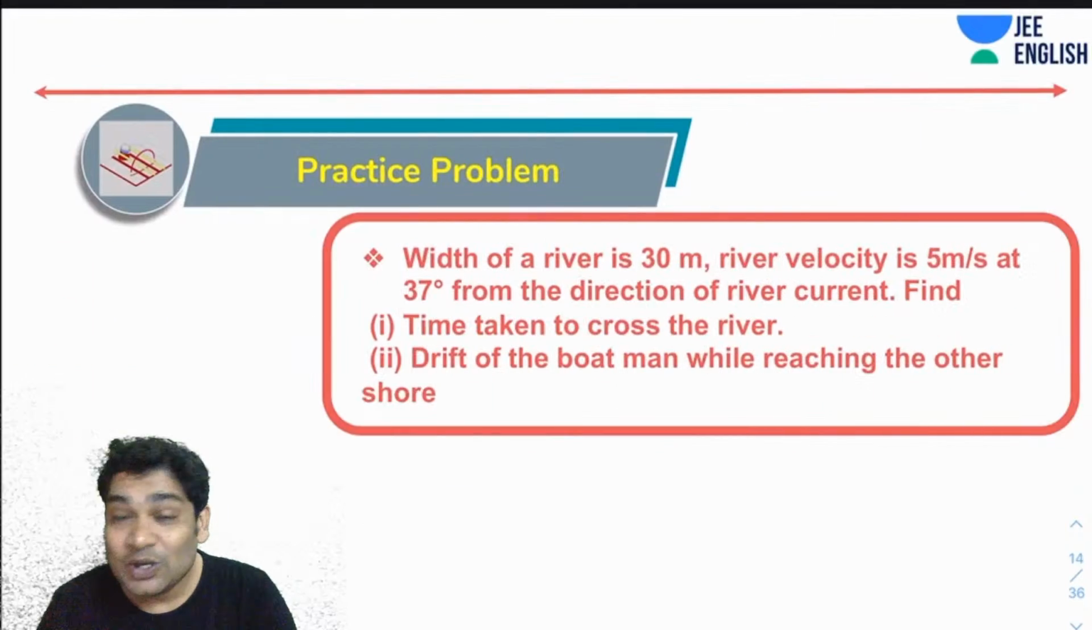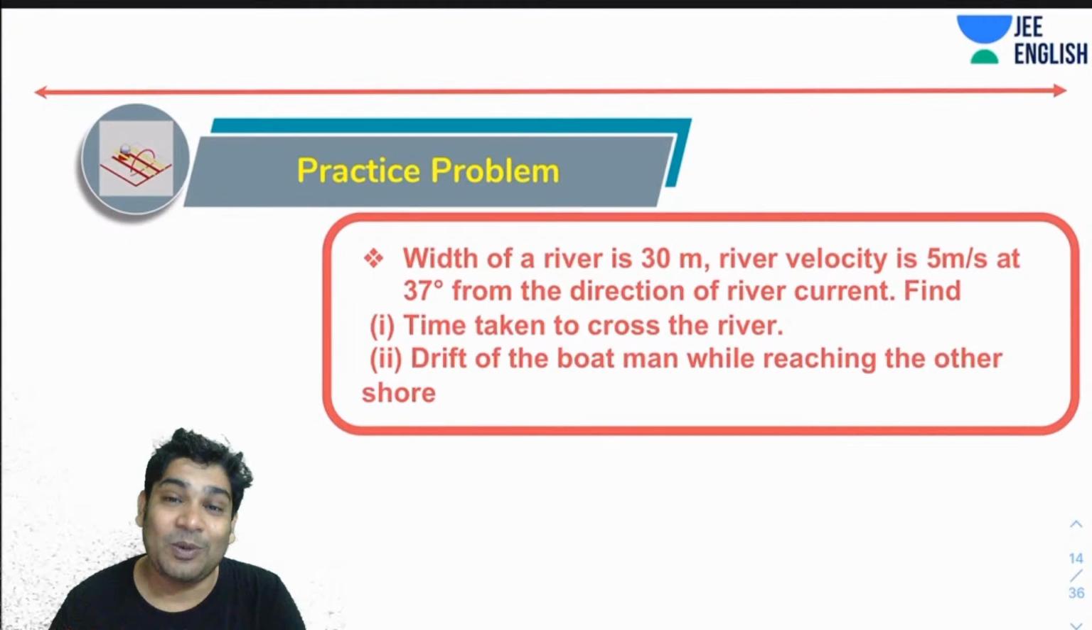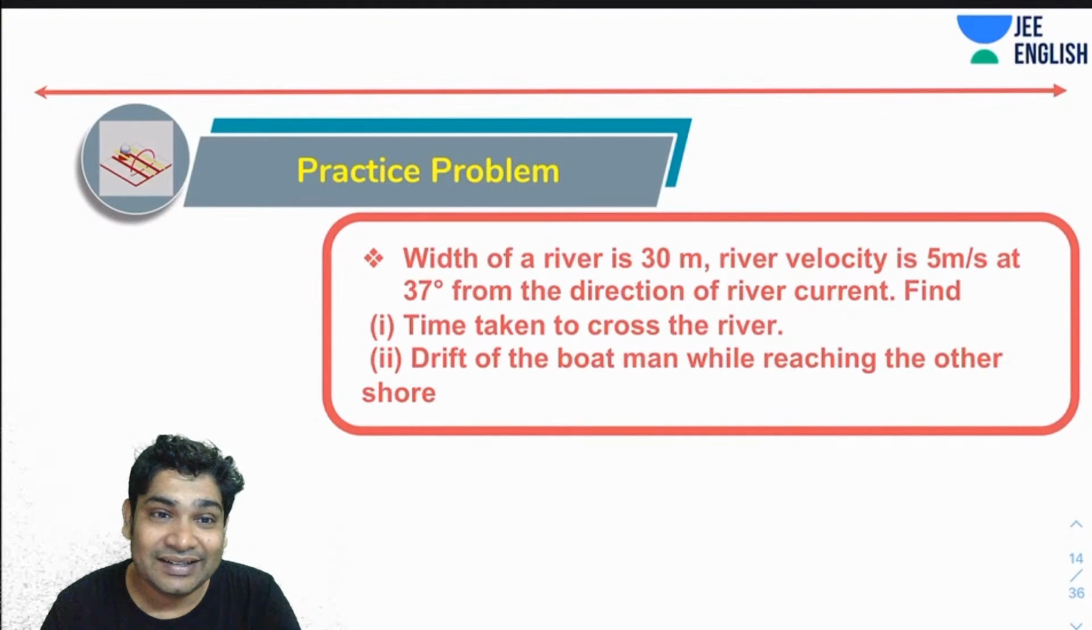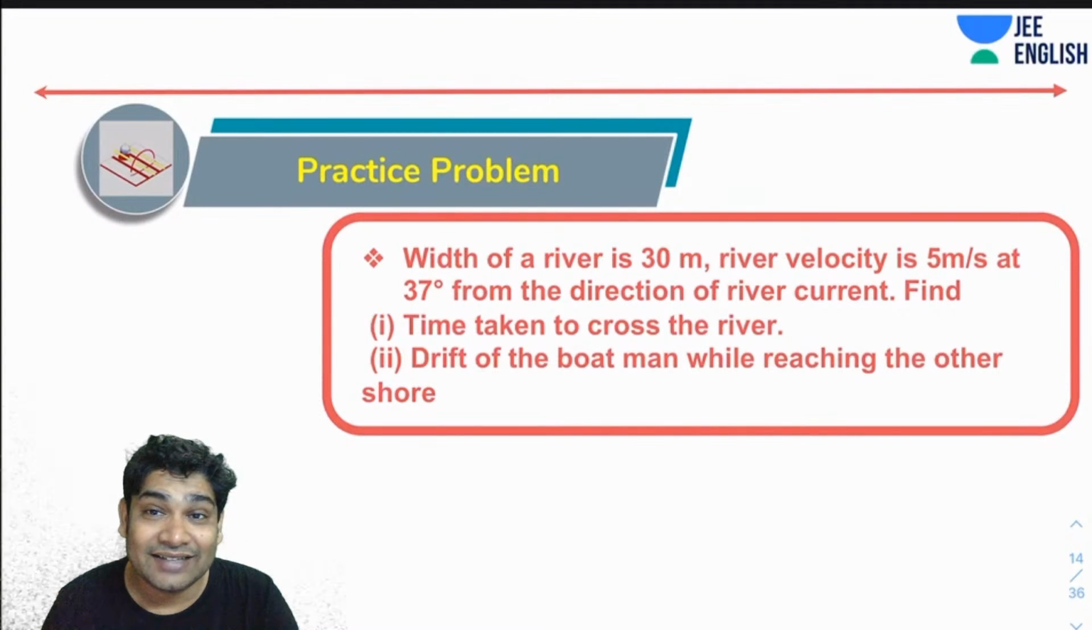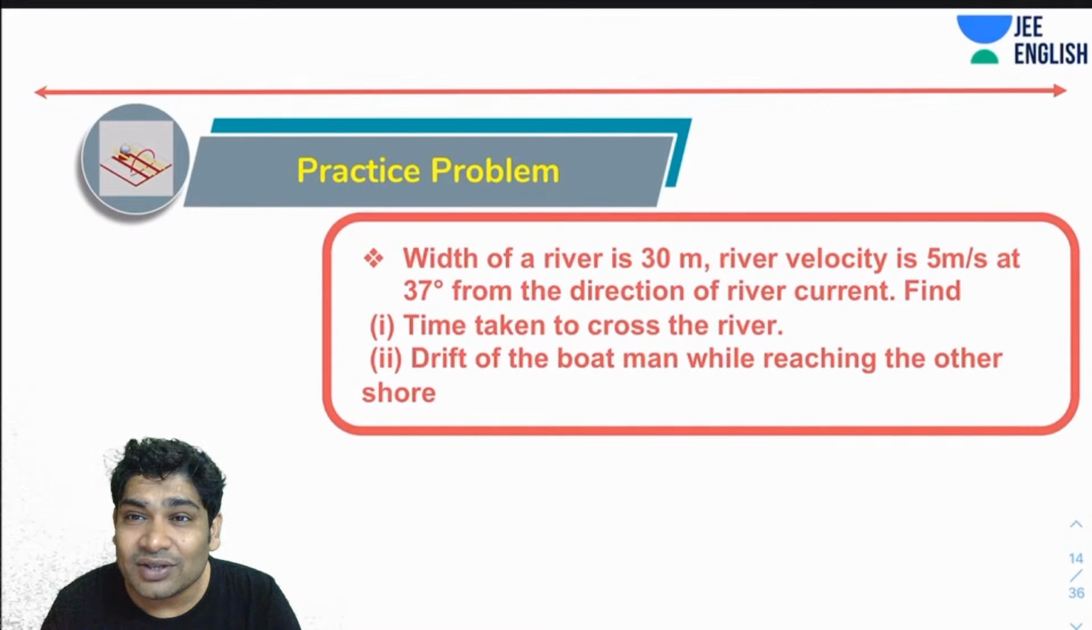Okay, great. So now why don't you try a practice problem, which will help you get familiar with the equation. This is a very straightforward problem, the simplest kind of this category. Here you've been told the width of a river is 30 meters. The river is flowing with a velocity of 5 meters per second.